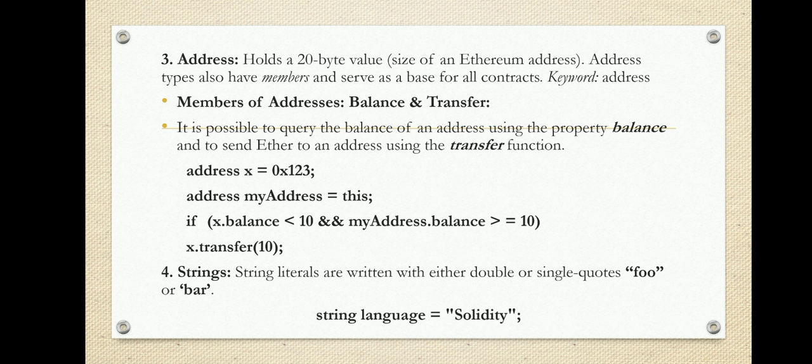Next we have a data type called strings. Like other programming languages, in Solidity also we can use strings. The strings can be represented in double quotes or single quotes in Solidity programming. Here you can see the simple declaration, string. We have declared the string variable called language. It is initialized to Solidity. The thing you need to remember, whenever you are using strings in Solidity, you can use the double quote or single quote.